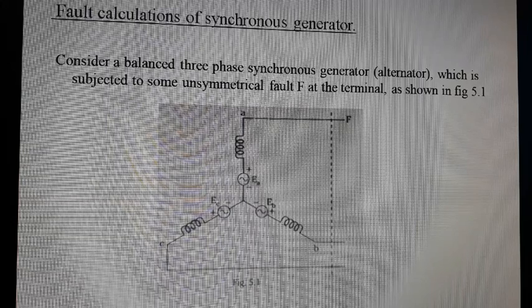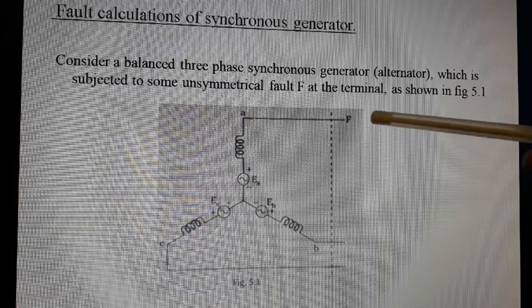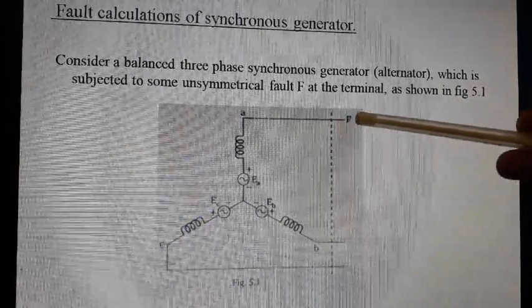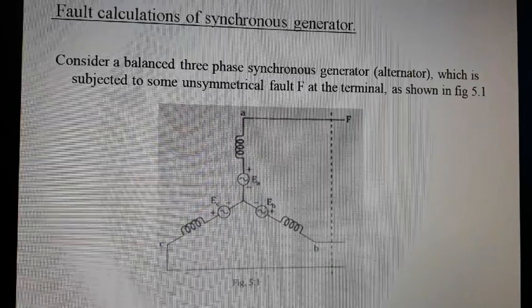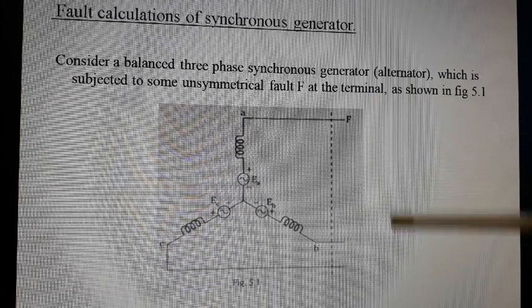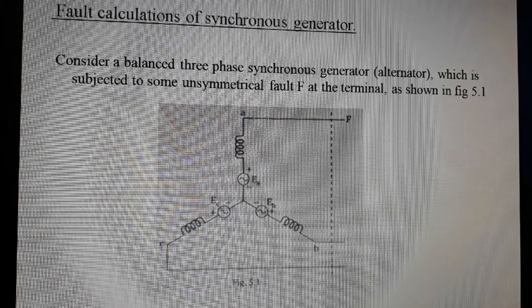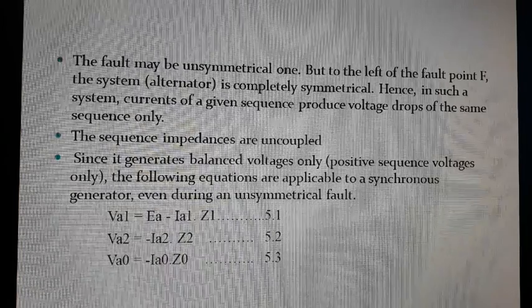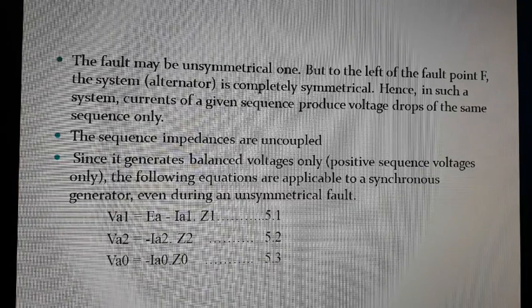Coming to the fault calculations of a synchronous generator, we will consider a synchronous generator which is subject to an unsymmetrical fault. Here this is one line. If we consider phase A, where the fault has occurred at the terminals of the line, even though the unsymmetrical fault occurs at the terminals, the synchronous generator is in a balanced condition. The fault may be unsymmetrical, but to the left of the fault point F it is completely symmetrical, and the sequence impedances are uncoupled. We can write the equations like this.